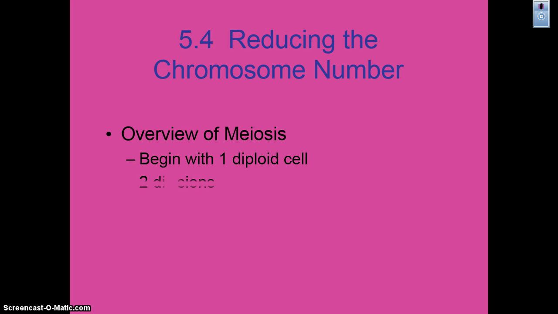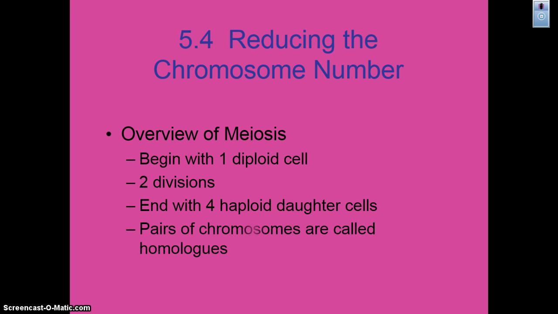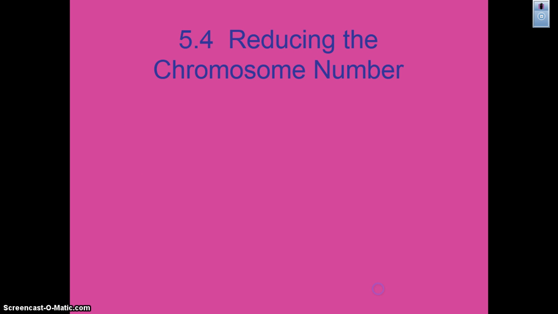Overview of meiosis. You're going to begin with one diploid cell, which, remember, for humans is 23 pairs or 46 singles. It's going to go through 2 cell divisions instead of 1. At the end, you're going to get 4 haploid daughter cells, and haploid means half the number, so only 23 chromosomes in each daughter cell. The pairs of chromosomes in meiosis are called homologous or homologs.